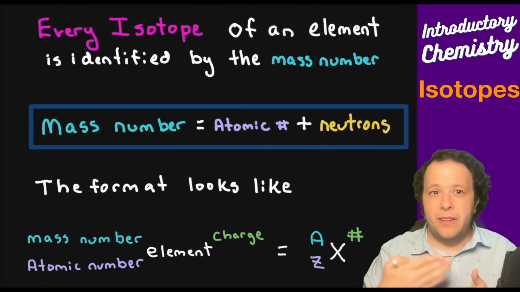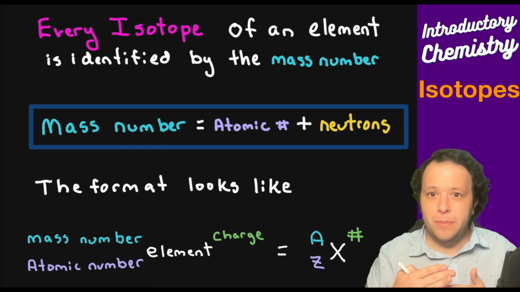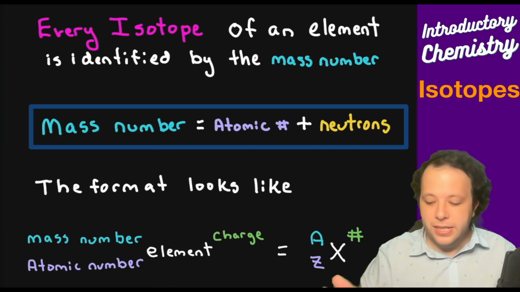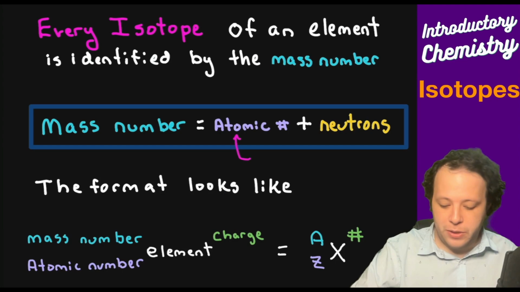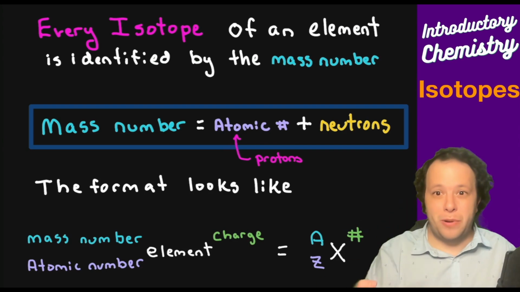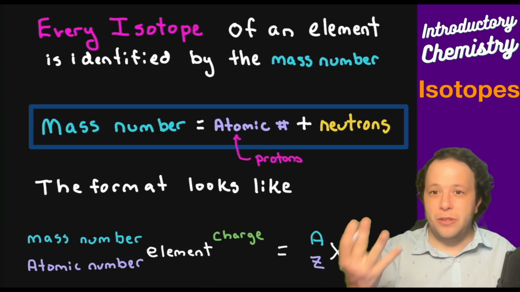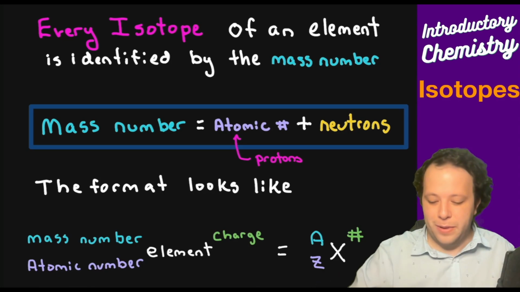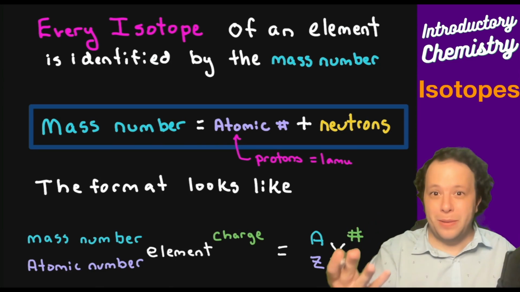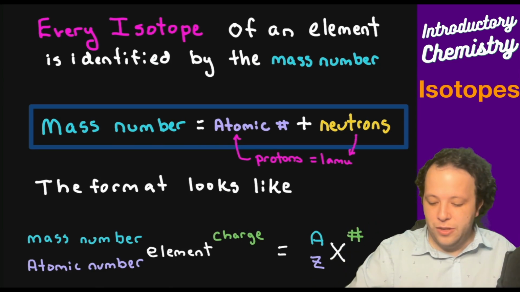Every single isotope of an element is identified by the mass number, meaning that the mass number is equal to the atomic number plus neutrons. Now, why is that? Well, if you remember from your chemistry class or from my previous videos, the atomic number is equal to the number of protons. And being that protons and neutrons are the heaviest components inside of the nucleus, this is what rules our atomic mass. They both equal approximately 1 AMU, or 1 atomic mass unit.